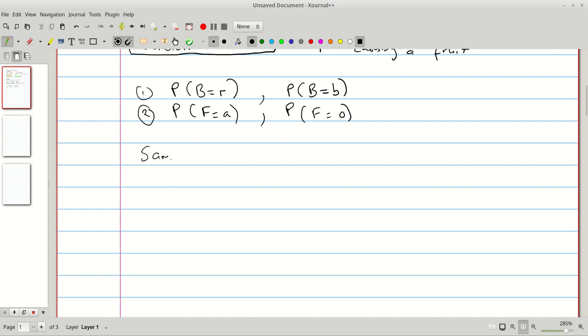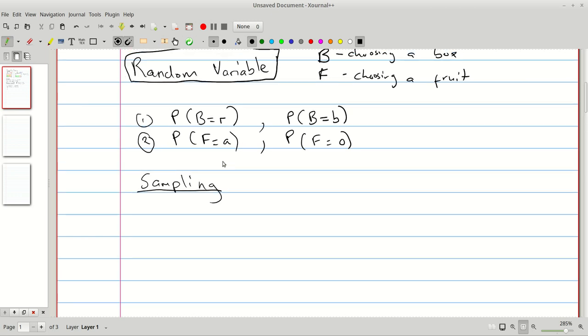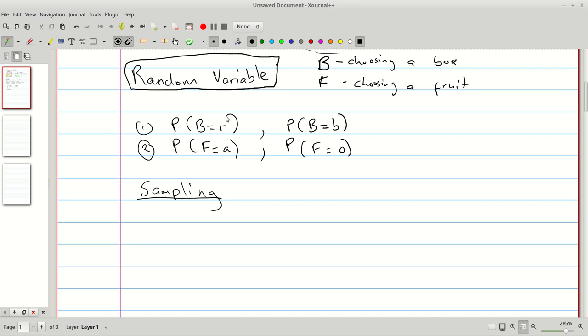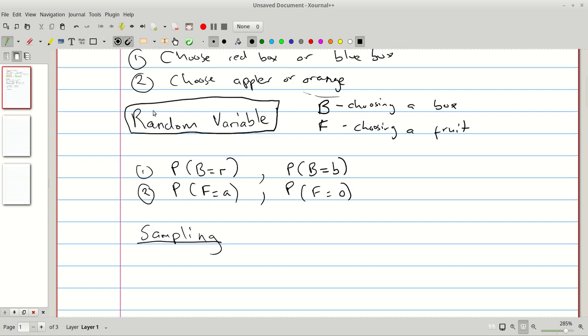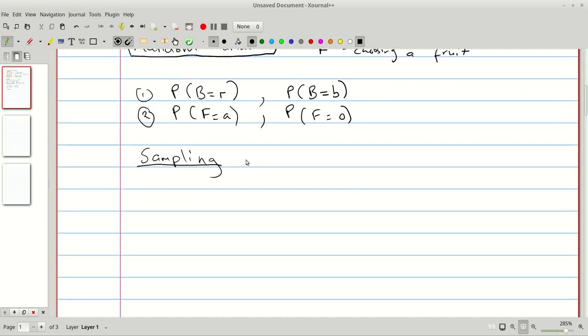So maybe, like we said before, that's another important term that we need to look at, which is sampling. Sampling here just means we take a fruit from box 1. Just imagine you're given this box and you don't know what's inside. You take a fruit, you look at it, you record it, you put it back, you take another fruit, and every time you're doing this at random. And then using those samples, you're gonna try to estimate the probability of choosing an apple and the probability of choosing an orange.